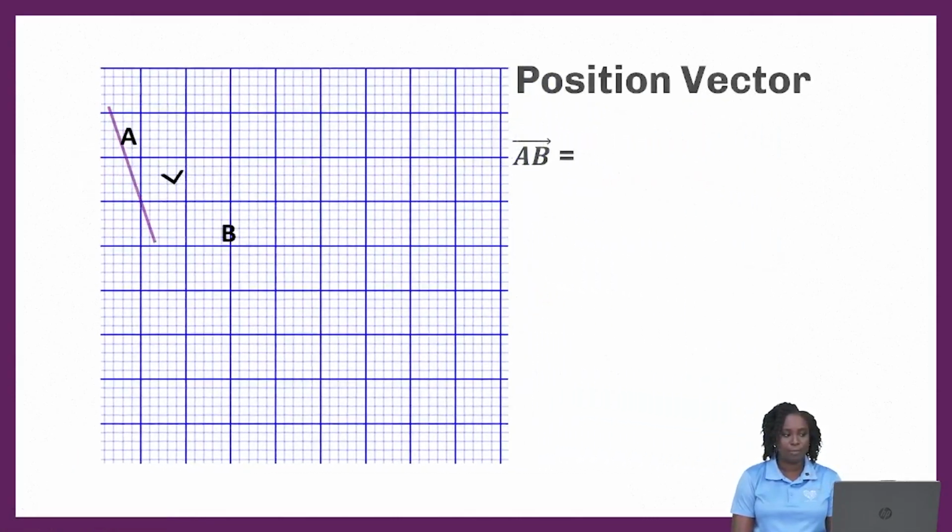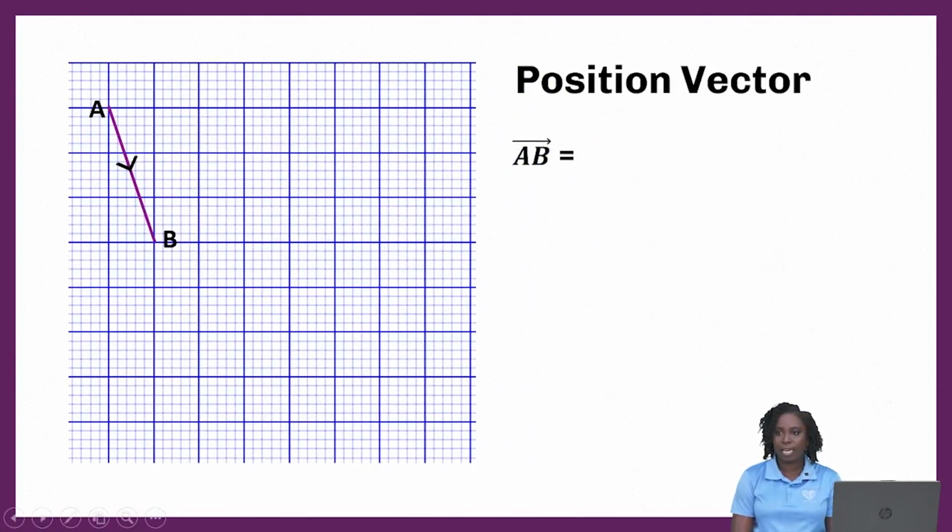Let's try this out. Here's another vector AB. What's the position vector? What would the matrix look like? Well, let's start. A would be the start, and so we would go to the right 1 place, and we are going down 1, 2, 3 places, and so this vector is going to be (1, -3). Let's look at another example. This time we have CD.